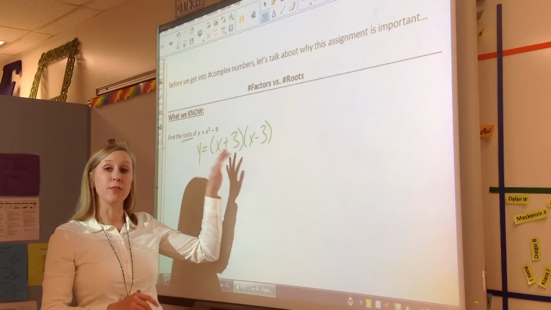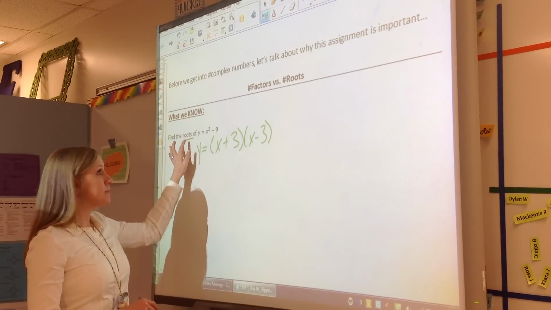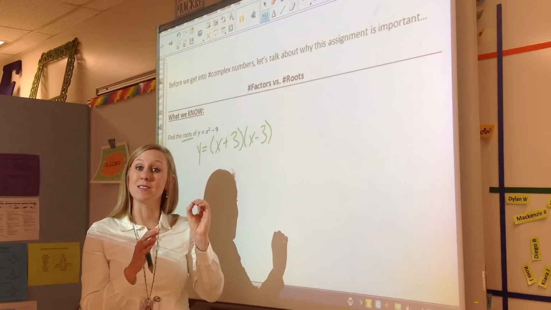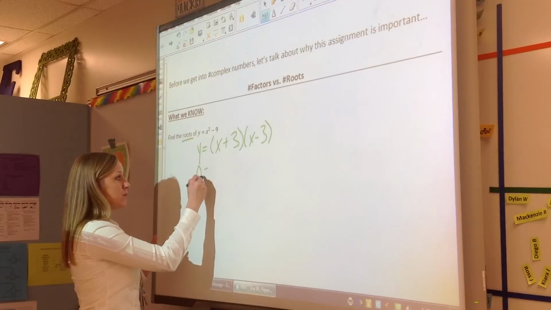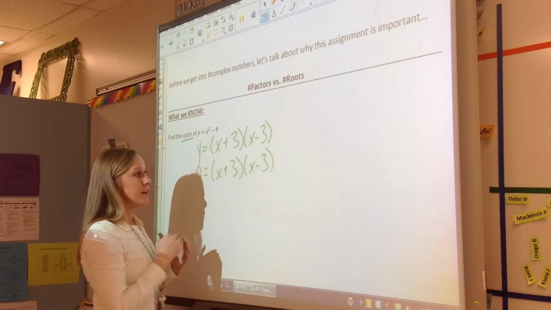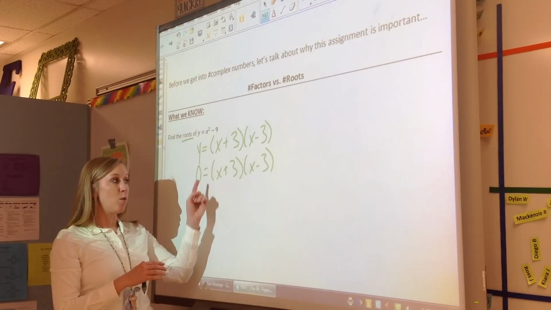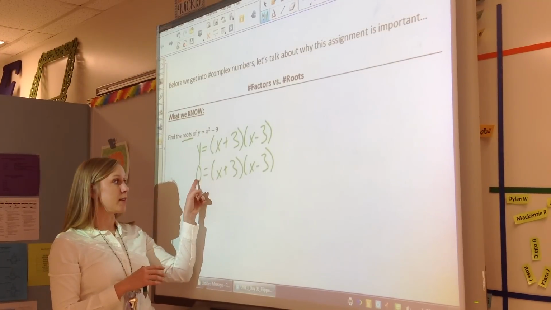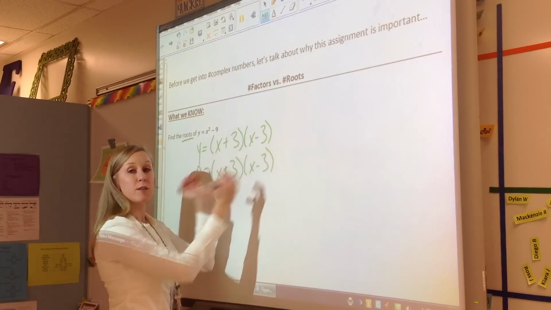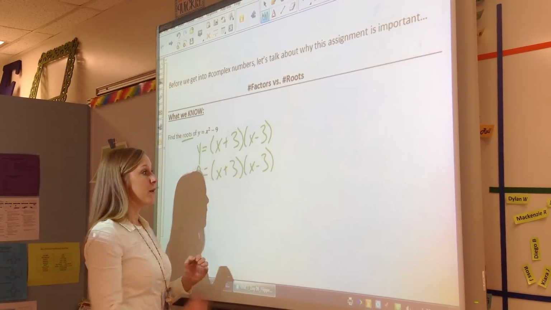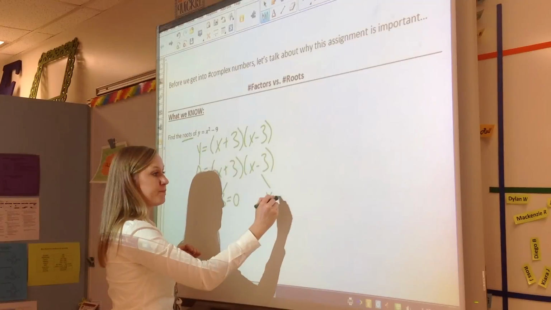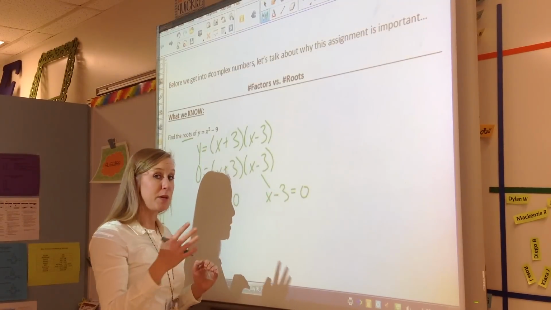So if I then want to find the roots of this, the roots means x-intercepts, right? So that's when your y value is equal to 0. So I'm going to go ahead and substitute in 0 for y. So now I'm trying to find which values for x are going to give me a 0 for the whole function, which means either this binomial or this binomial has to be equal to 0. So I'm going to set each of these binomials equal to 0, and that's going to give me the roots.